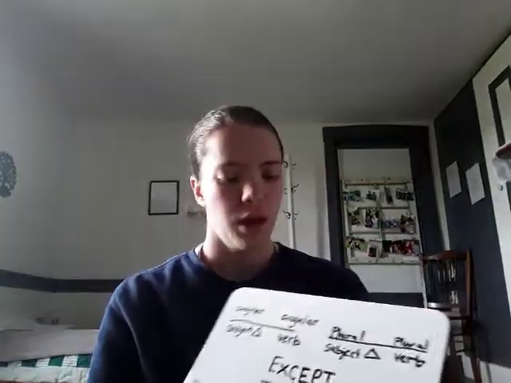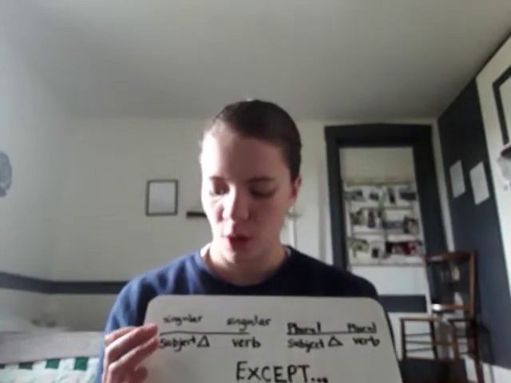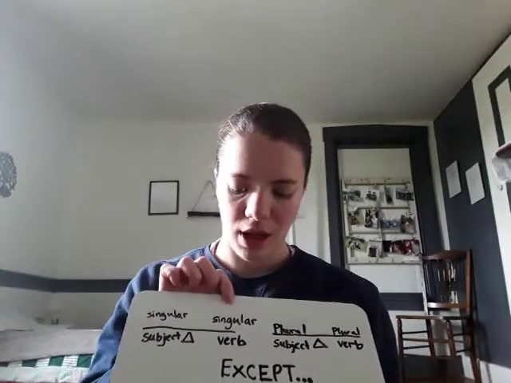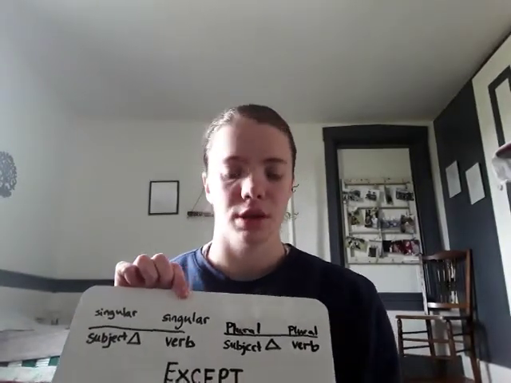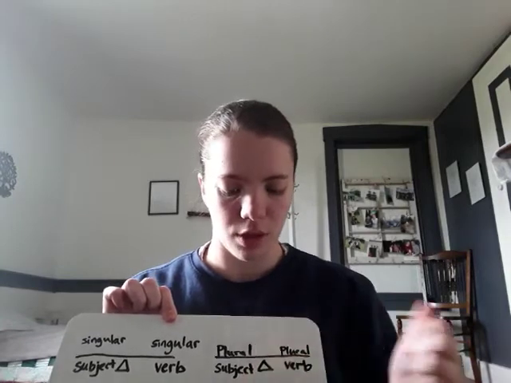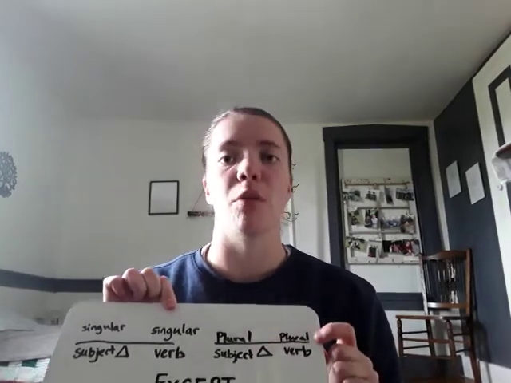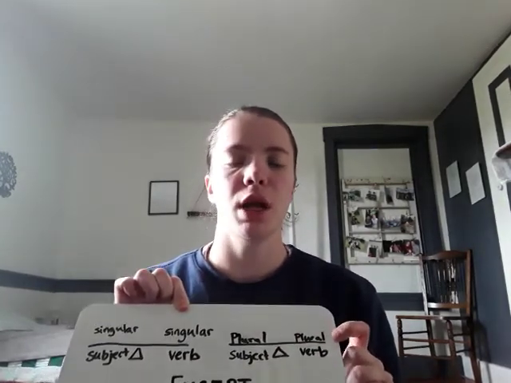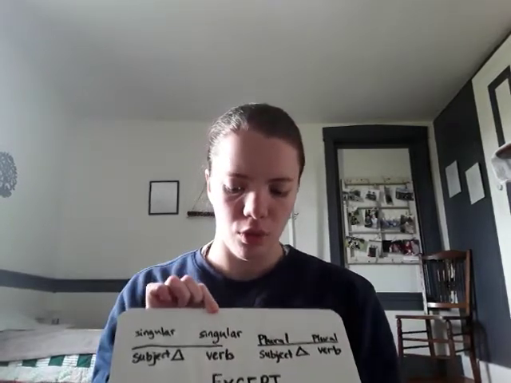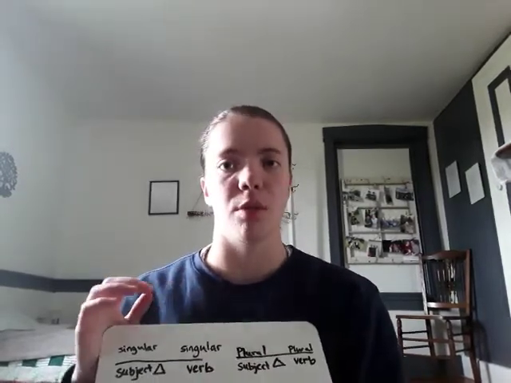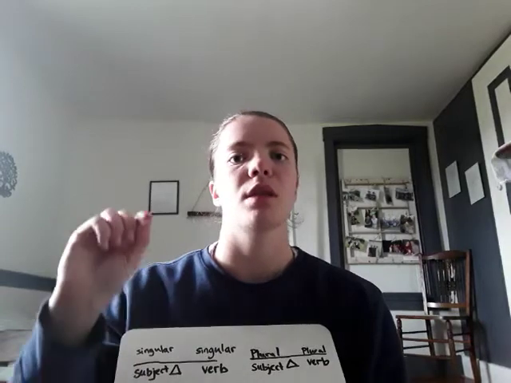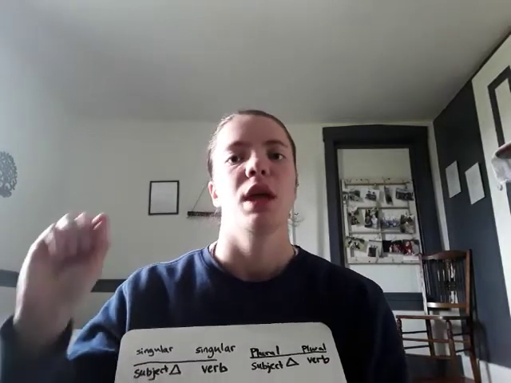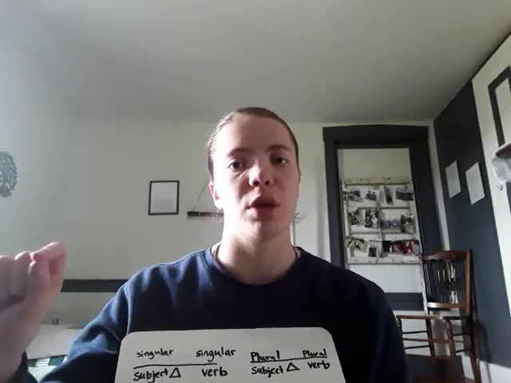So if we have a singular subject on one end of our seesaw, we need to have a singular verb on the other end. And if we have a plural subject on one end of our seesaw, we need to have a plural verb on the other end. All right? So that's the rule with subject-verb agreement. If it's a singular subject, has to be a singular verb. If it's a plural subject, has to be a plural verb.